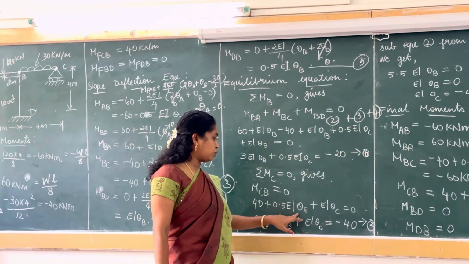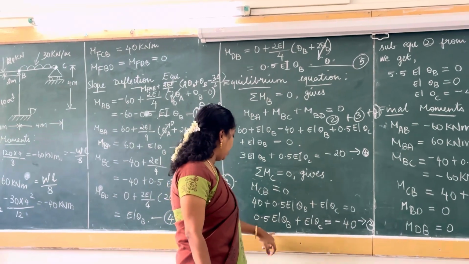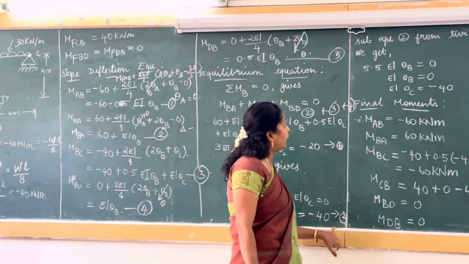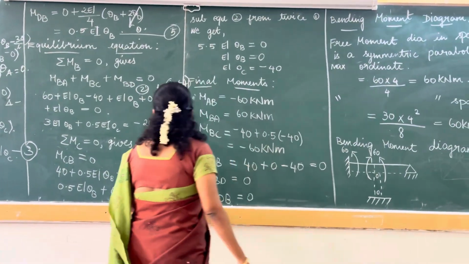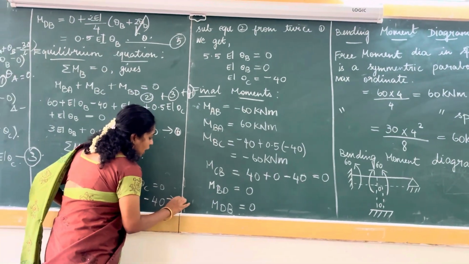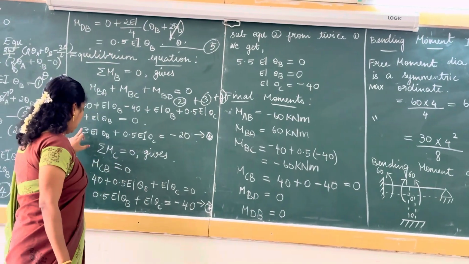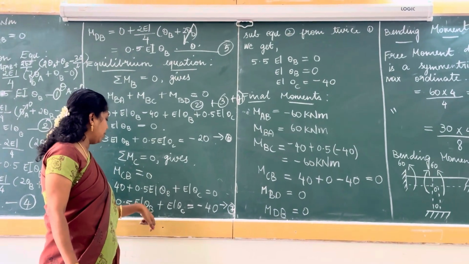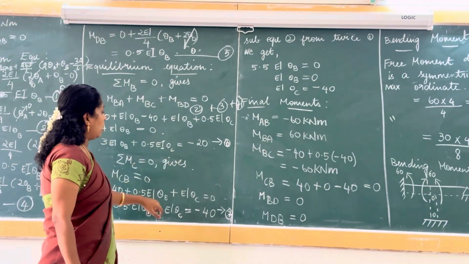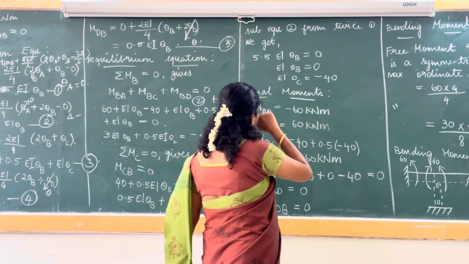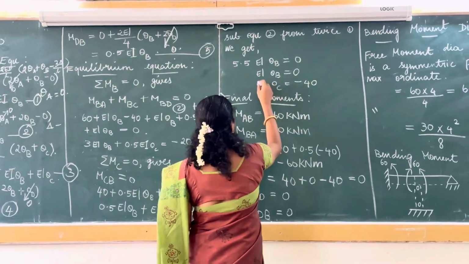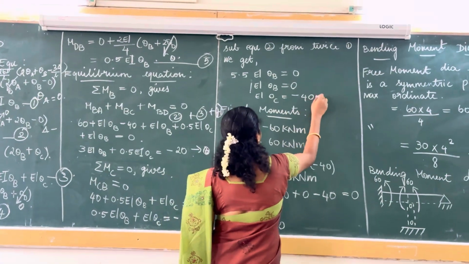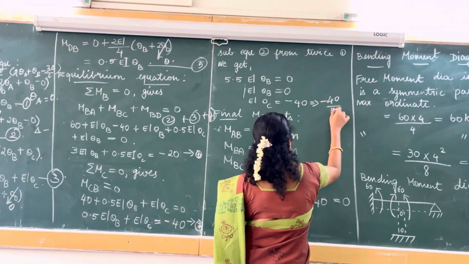Now we substitute these equations and find 0.5 EI theta B plus EI theta C equal to minus 40. We will call this equation 7. Here we have equations in theta B and theta C. By solving these 2 equations we can get the theta B and theta C values. So we get theta B equal to 0, theta C equal to minus 40 divided by L.